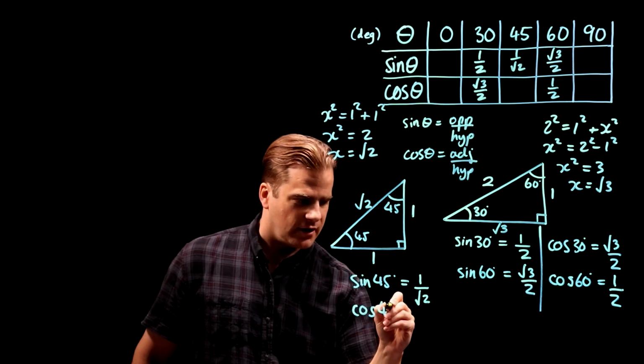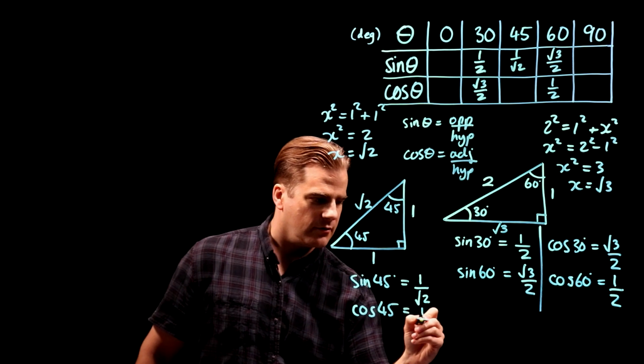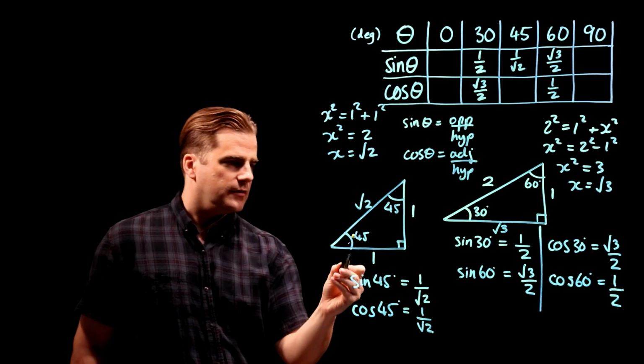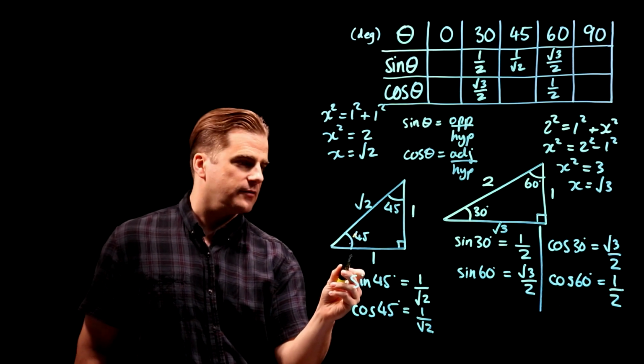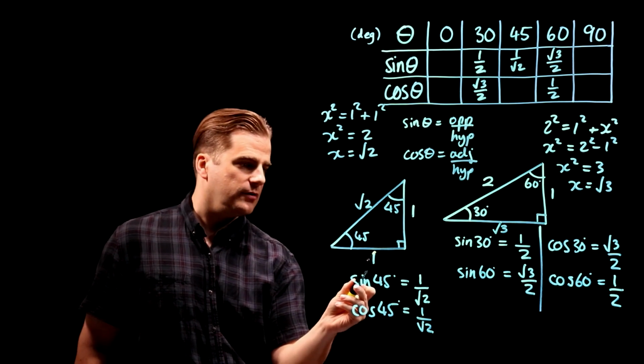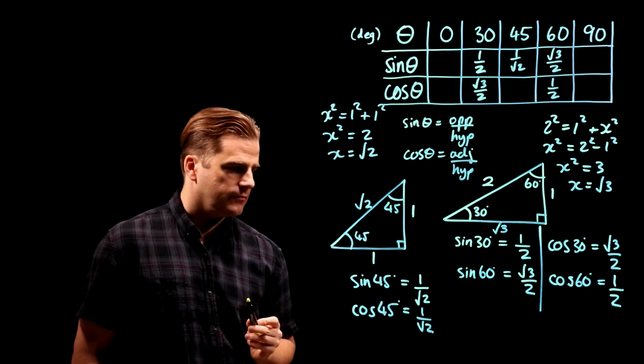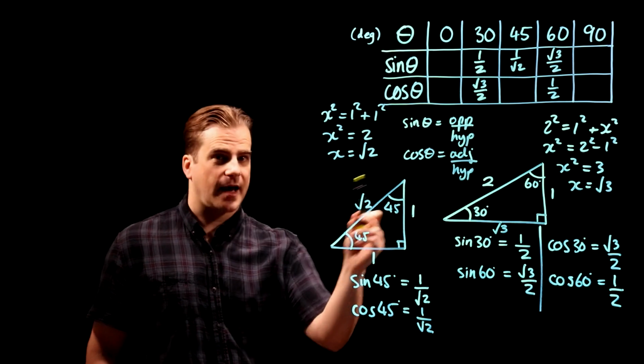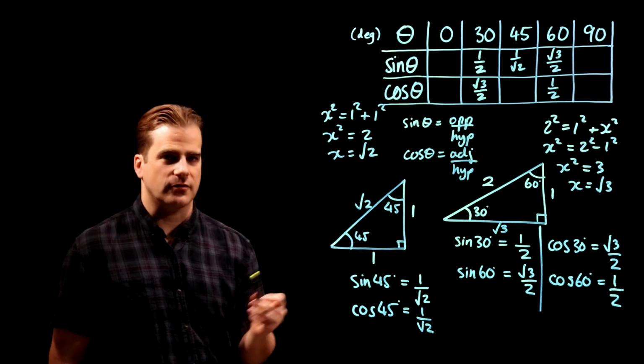The cos of 45 is also 1 on root 2, because cos is adjacent over hypotenuse. The adjacent is 1, the hypotenuse is root 2. So they're the same because the opposite and the adjacent just happen to be the same for a 45-degree triangle like this.